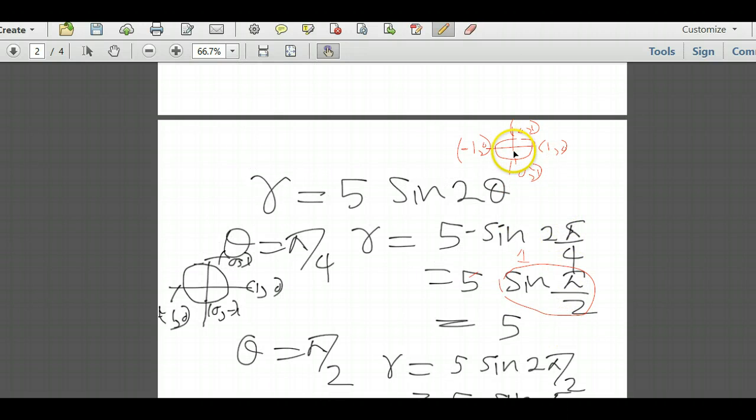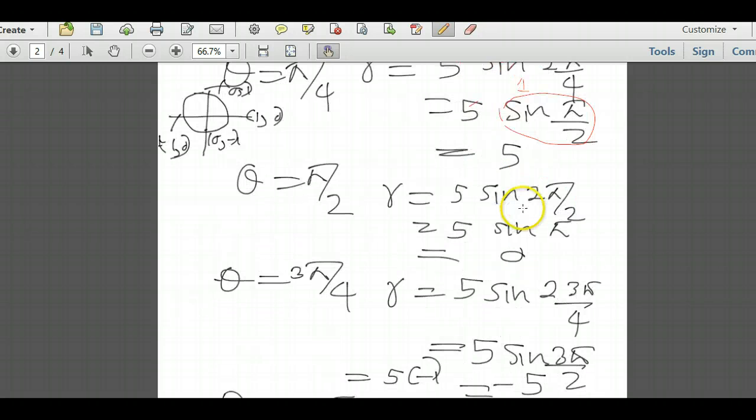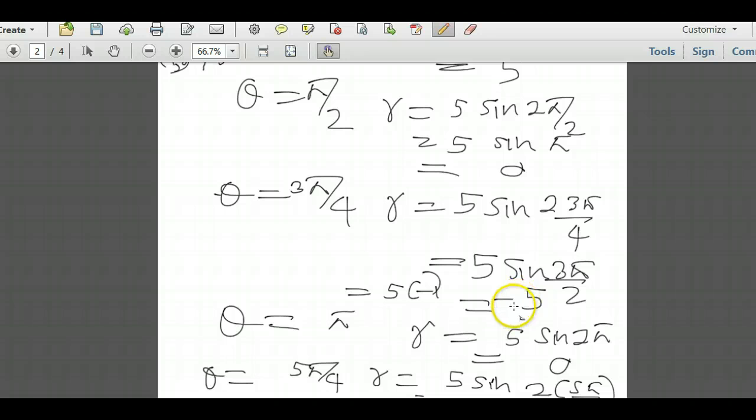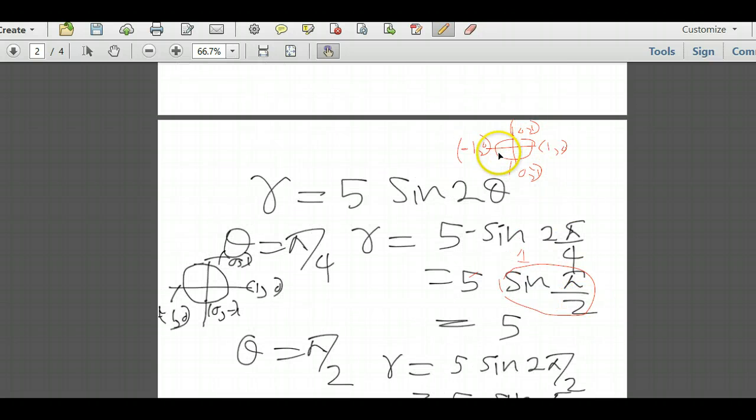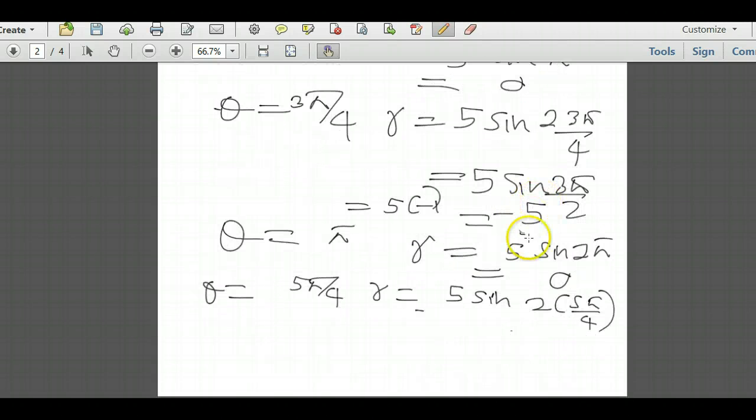3 pi over 2 is here, and what is the sine? Sine is the y coordinate, negative 1. So you get 5 times negative 1, which is negative 5. Then you go to pi, doubled, you get 5 sine 2 pi. What is sine 2 pi? It's a full circle, all the way up to here, right? And the sine is the y coordinate, which is 0, so you get 0. So 0 times 5 will be 0.